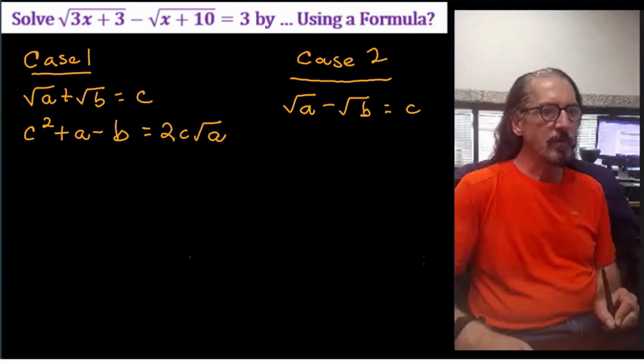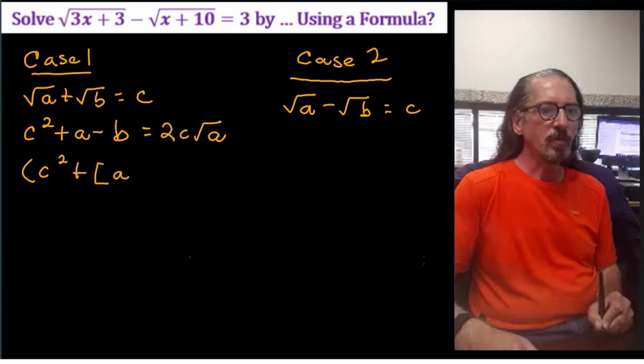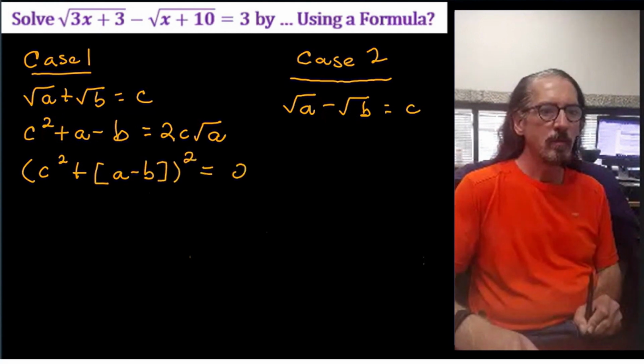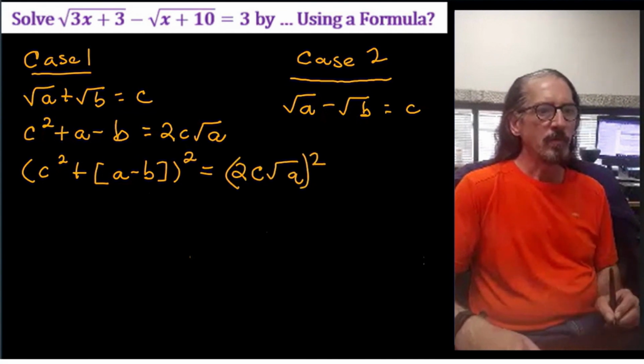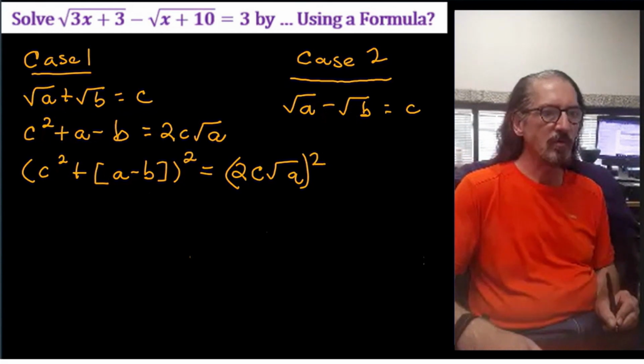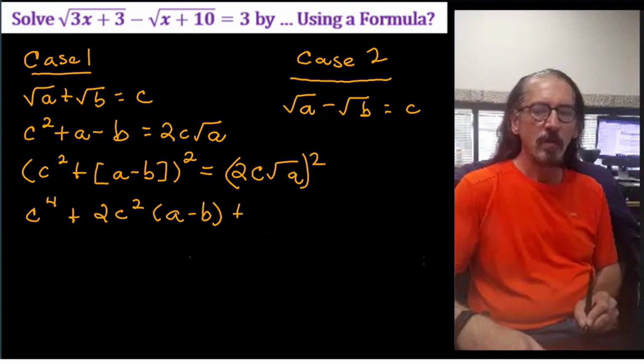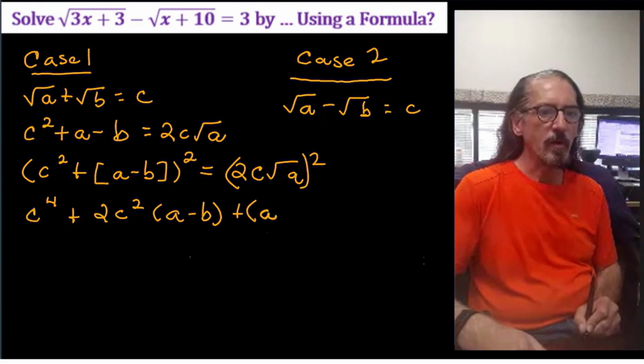Squaring both sides. I'm going to handle this a little bit differently than you might expect, though. On the left-hand side, squaring c squared. c squared squared is c to the fourth. We'll have plus 2c squared times this quantity, a minus b. And we will have the quantity a minus b squared.